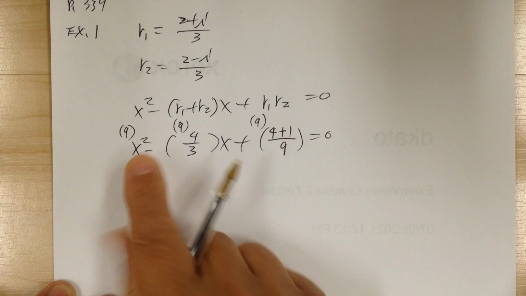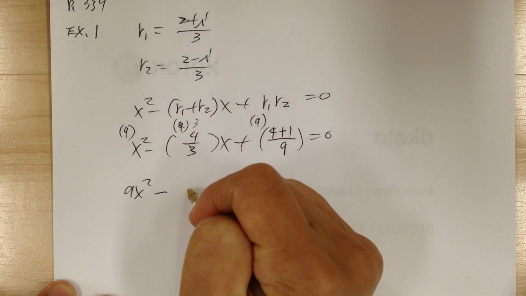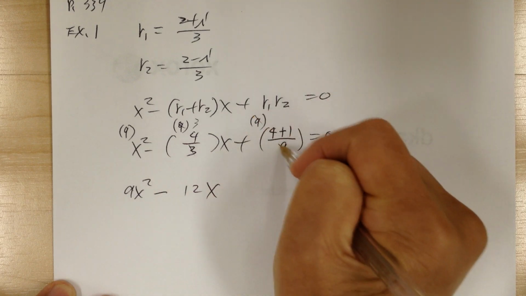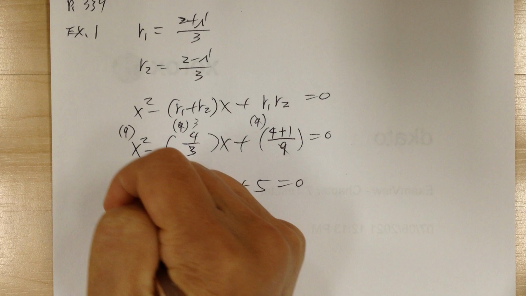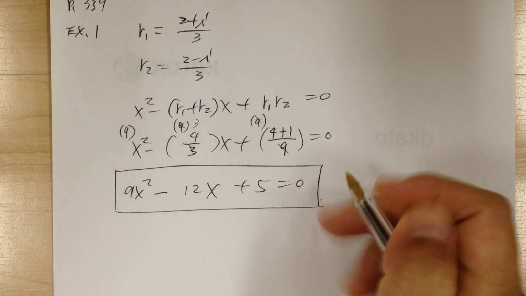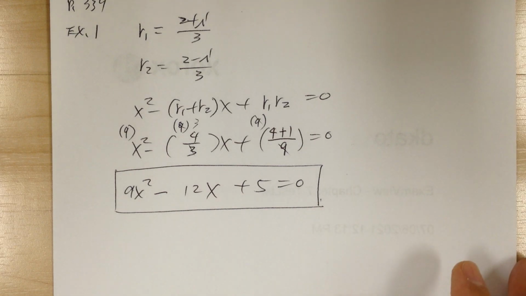Okay? So this becomes 9x squared minus, and this will cancel out, becoming minus 12x. This cancels out, becoming plus 5 equal to 0. And that's your equation. Okay? So you can write down your formula and just match everything and substitute, and that's your answer.